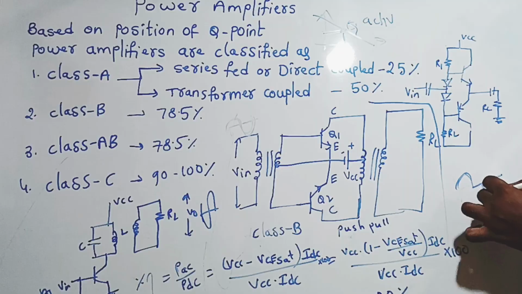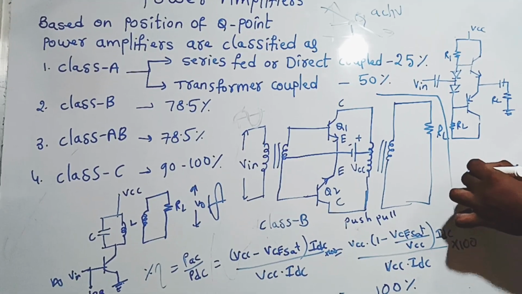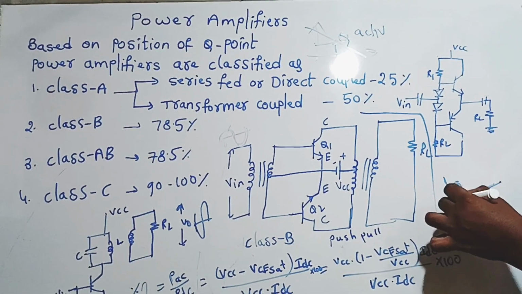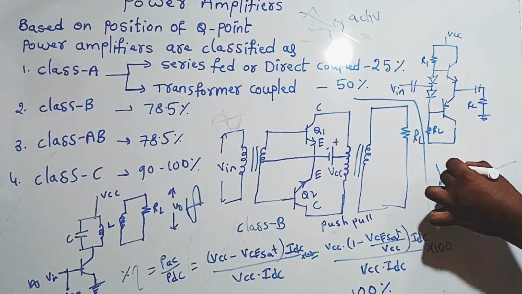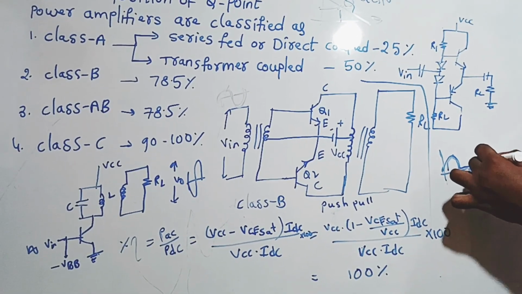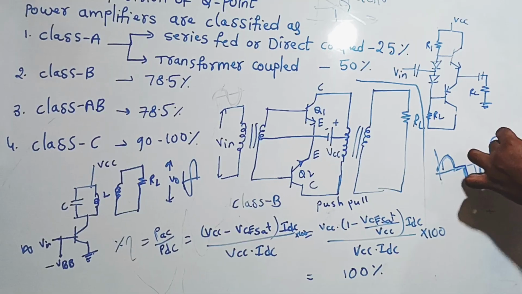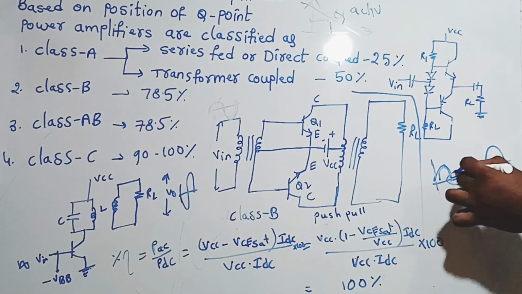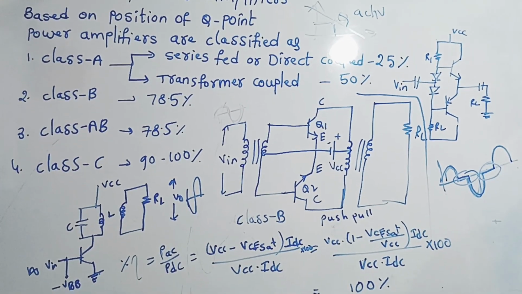Input, some delay, and then output. This is the output signal, with time on the x-axis. So for the positive peak, the output has some delay; for the negative peak, the output has some delay; and the positive peak, like that, we are getting. This is called crossover distortion. It is taking some delay.